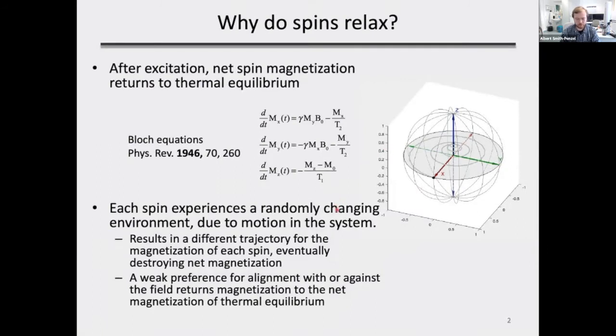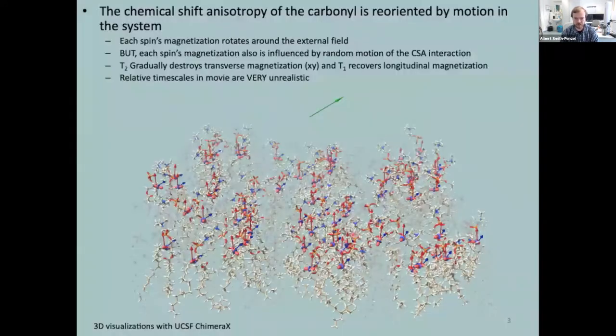Different copies of each spin in the system experience slightly different environments due to the random motion, and so that leads to dephasing. Just to show you what that looks like, I've got here an MD simulation of a lipid bilayer, showing just one half of the bilayer. On a carbonyl in each molecule, I've shown you the CSA tensor. And that CSA tensor is going to move around with the carbonyl, with the CO bond.